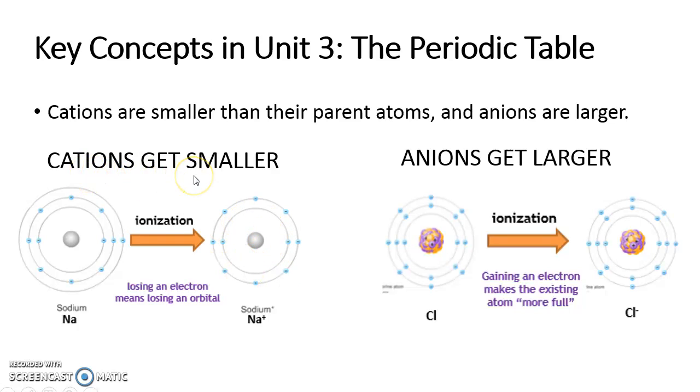You can actually physically see it gets smaller. So cations get smaller, anions get larger. So when you gain electrons, you actually get bigger. You can kind of think of it like gaining weight. You get bigger, so gaining electrons, you get bigger. So anions are larger than their atom counterpart.